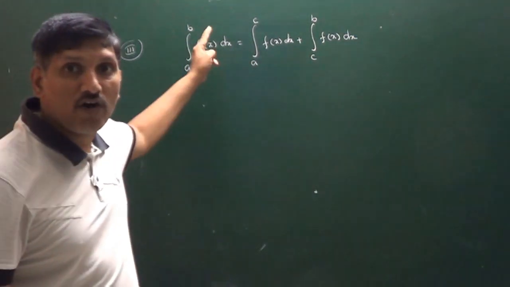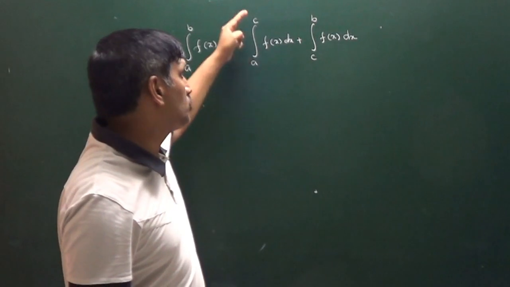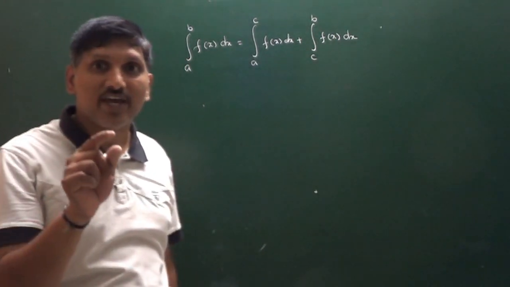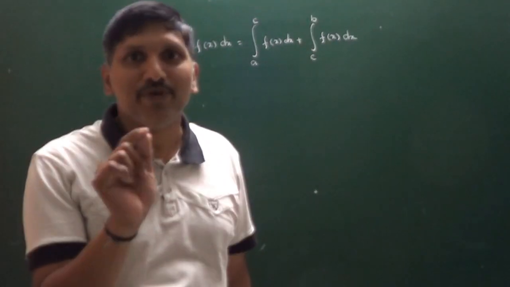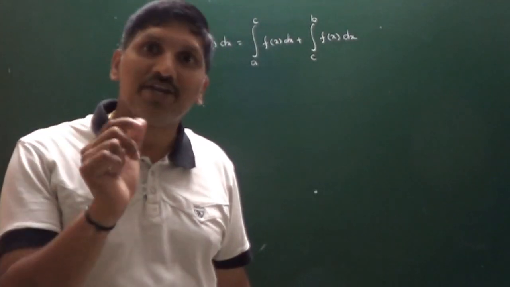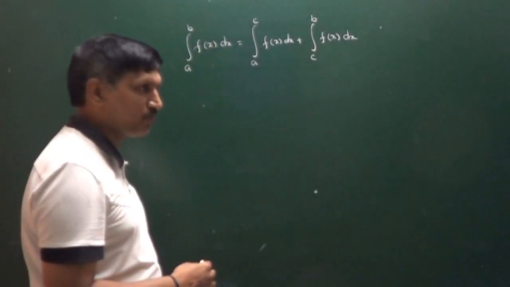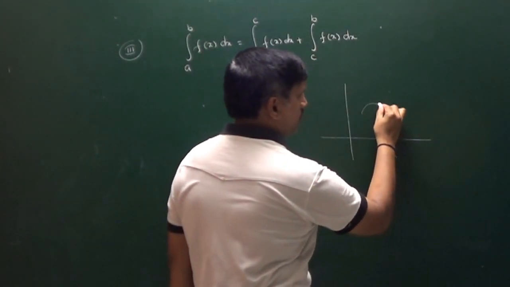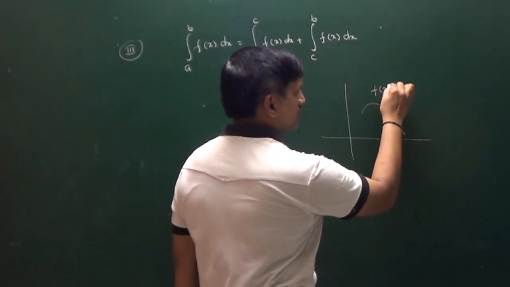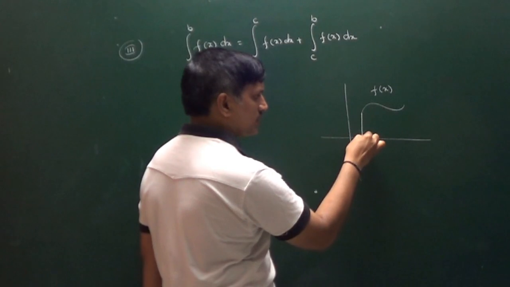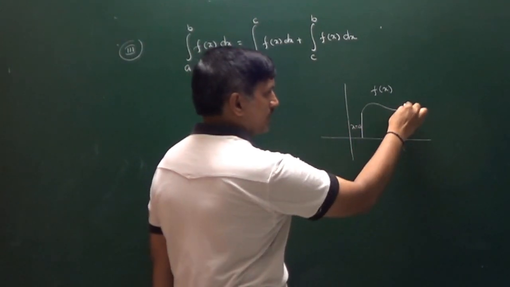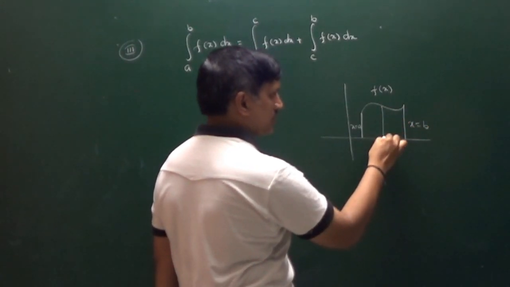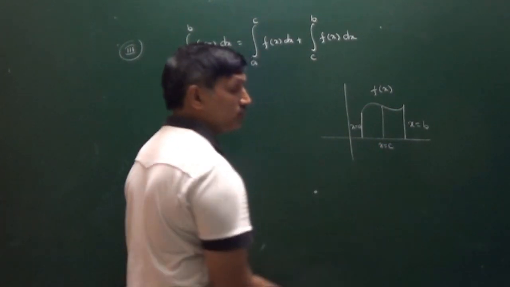Integral a to b f of x dx is equal to integral a to c f of x dx plus integral c to b f of x dx, where c may lie between a comma b or may not lie between a comma b. Let's participate in the discussion here. Observe here, you all know this is the function. Let us say that function is f of x. This is the line x equals a, and this is the line x equals b. Now this particular portion is the line x equals c.